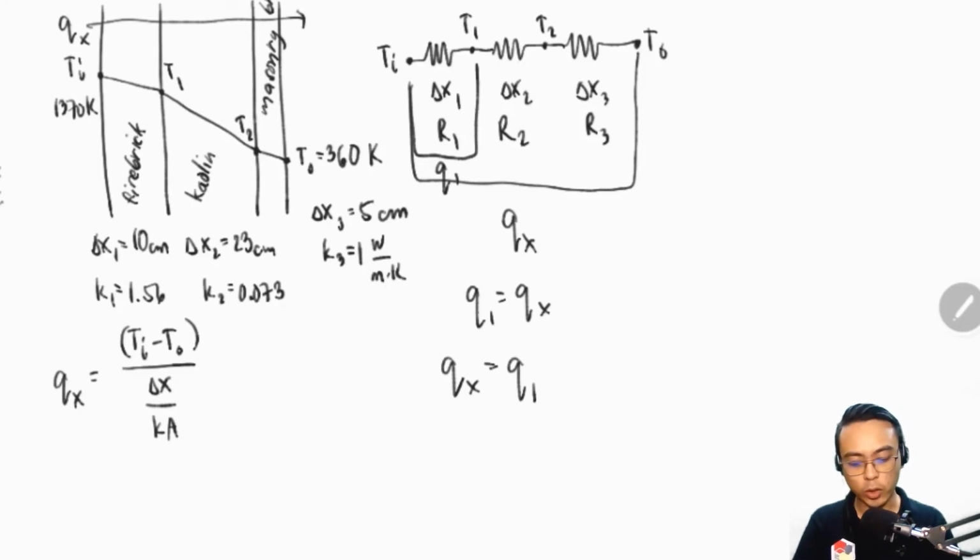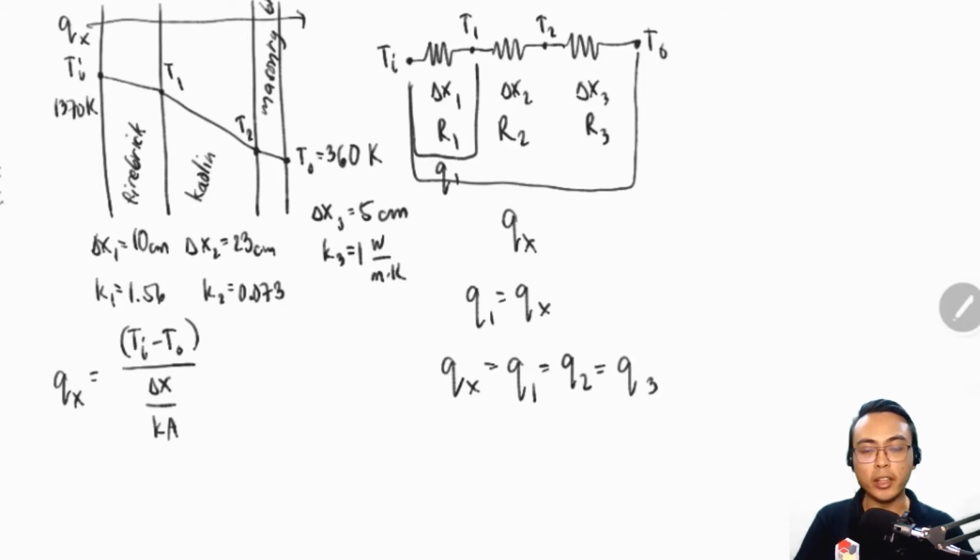That's also equal to Q sub 2. That's still equal to Q sub 3. And then we can write Fourier's first law for each of these heat terms. That is how we will be able to solve for T1 and T2. So let me first erase some of this.